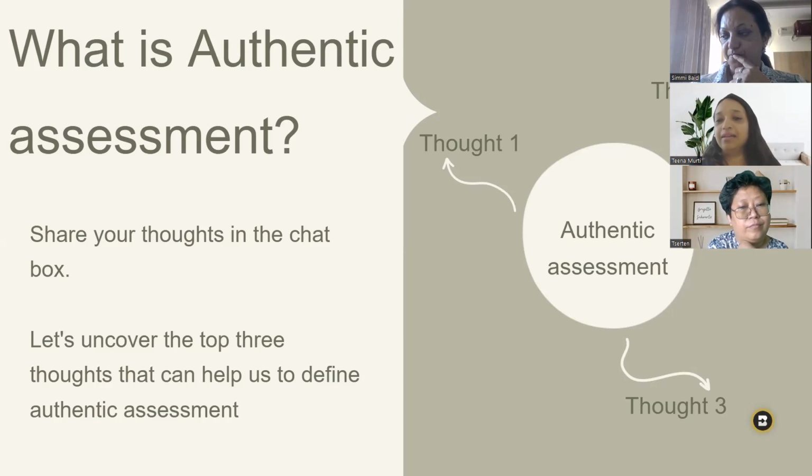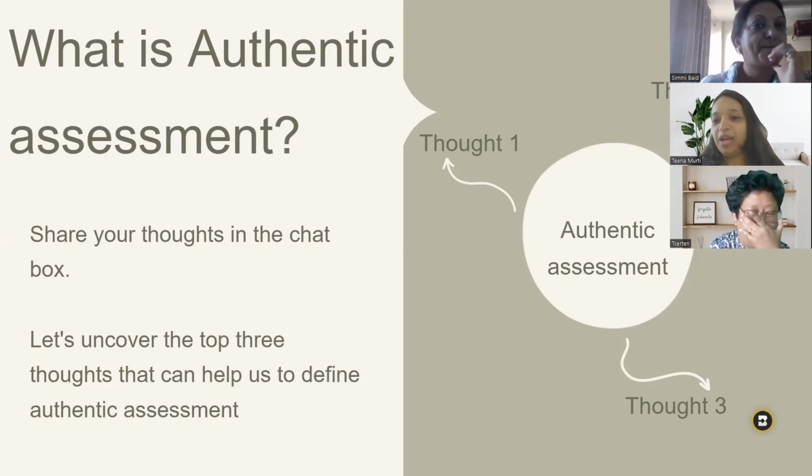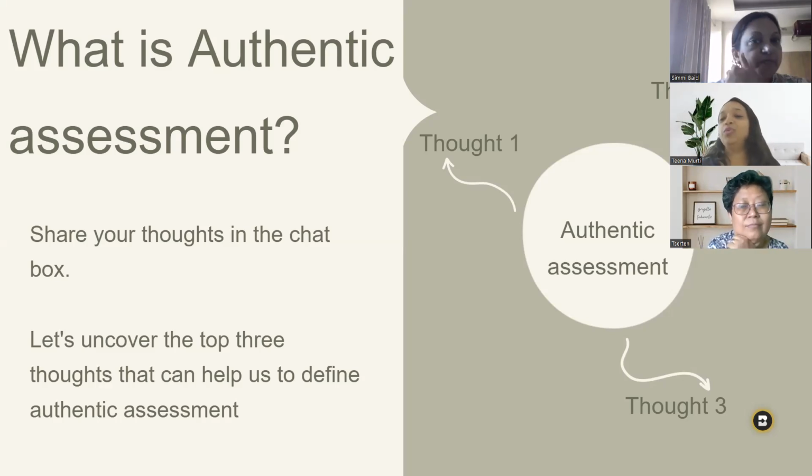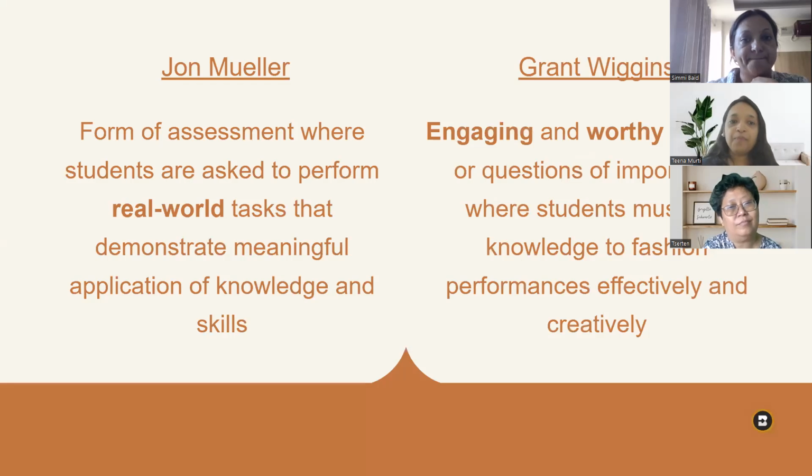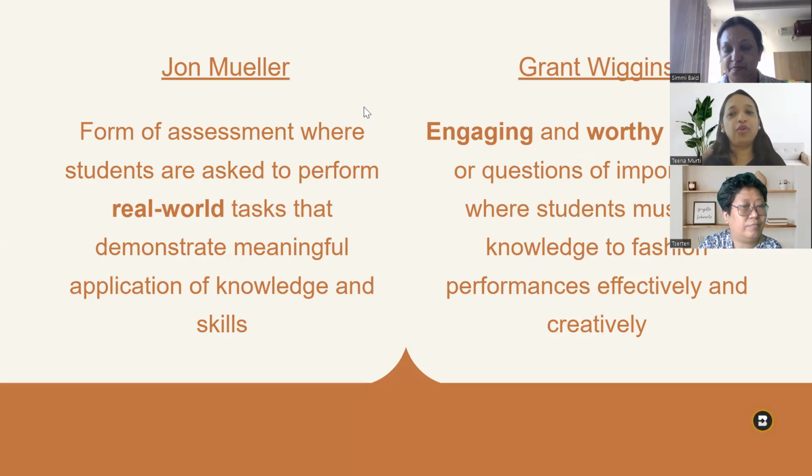That's what you are saying. So absolutely, real world connections. Authentic means that word itself gives it out that it has some meaning, not in our dreams, right? It has to have a meaning in the real world. Why are we all learning? To be able to transfer this knowledge or these skills to the real world. A form of assessment where students are asked to perform real world tasks, that's what you guys have mentioned, that demonstrate meaningful application. It has to be where they should be able to transfer that knowledge. They should be engaging in some meaningful conversations, some meaningful tasks or worthy problems.